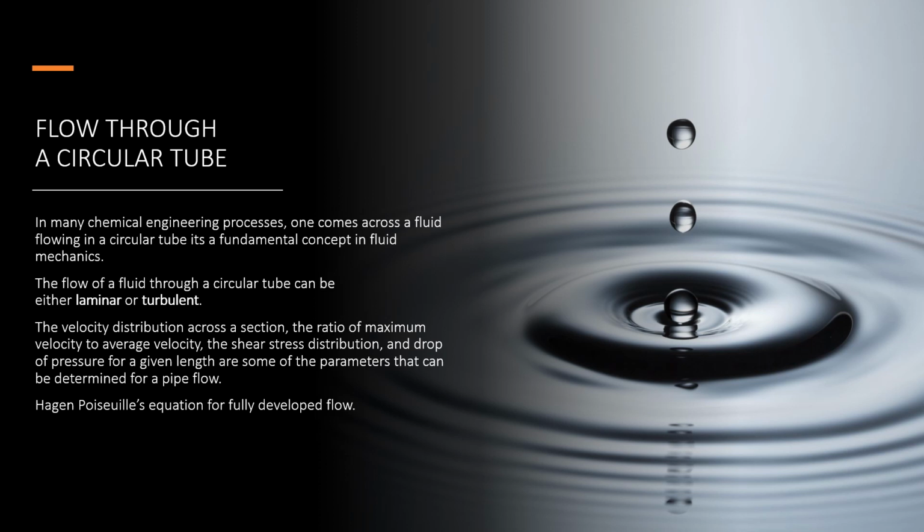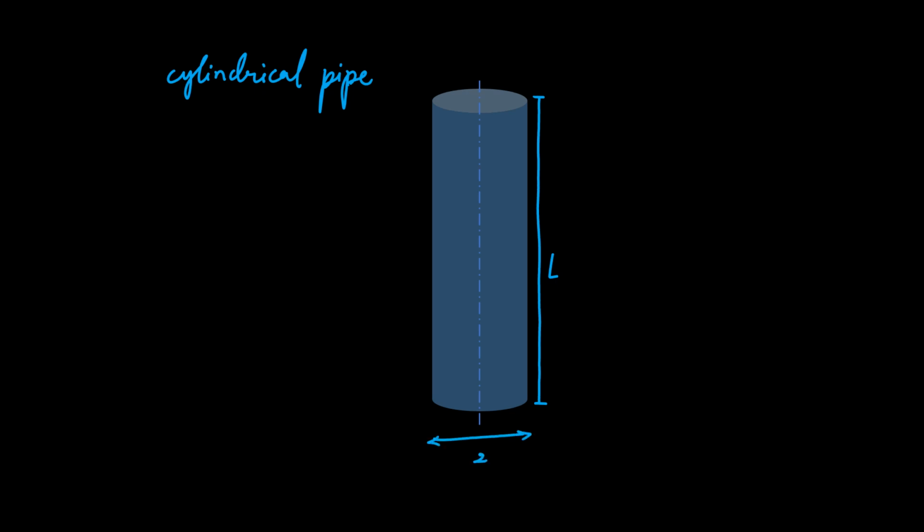Hagen-Poiseuille's equation for fully developed flow. So let's consider a cylindrical pipe with length L and width twice R. That is, the radius from the center of the pipe to the wall of the pipe is R.